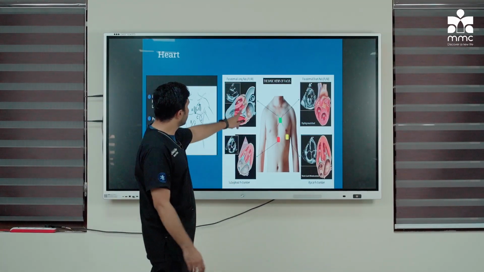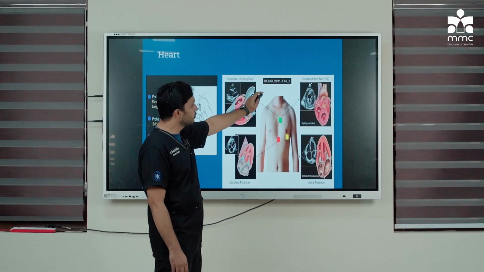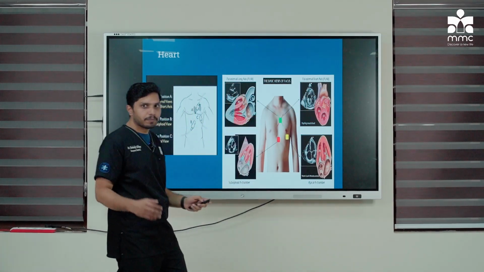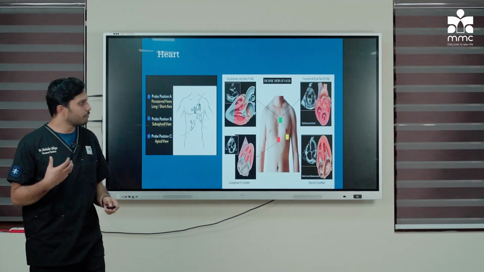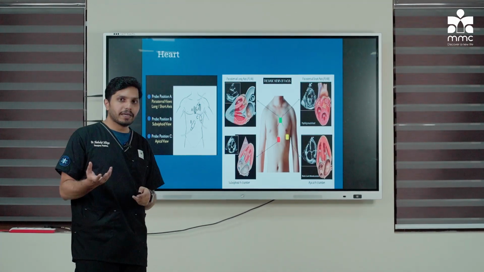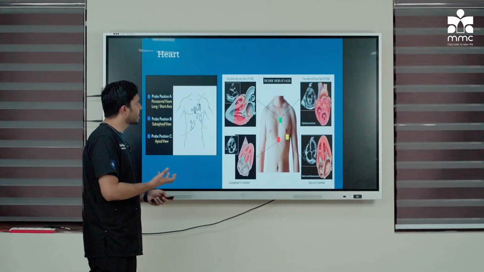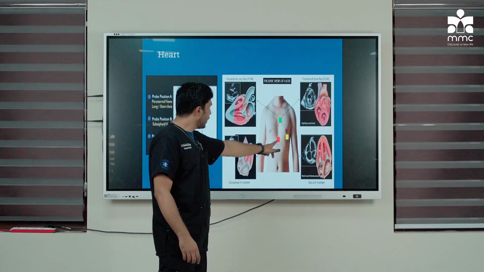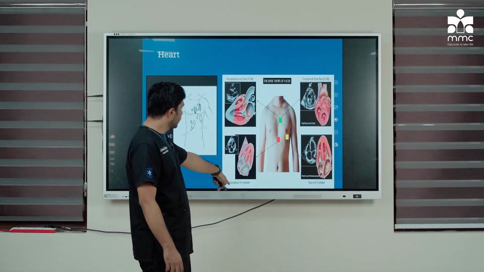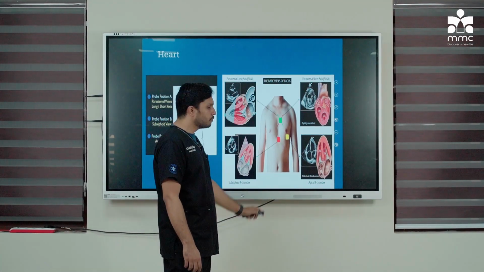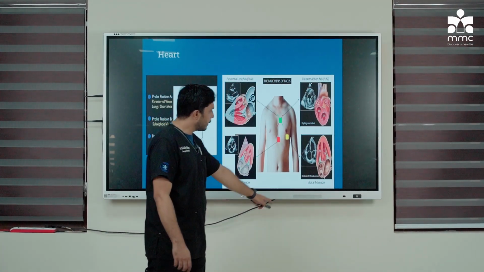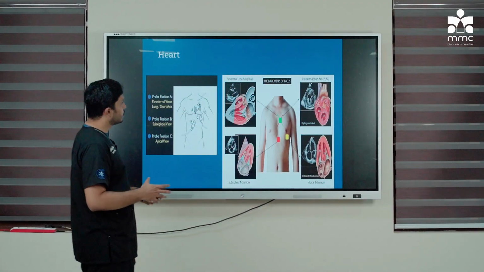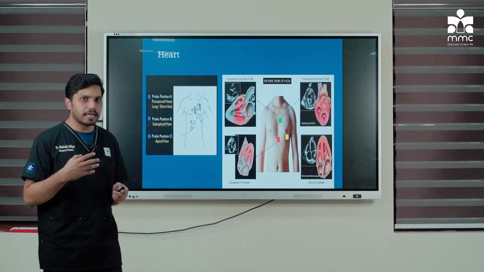The first image is the parasternal long axis view, and the next is the parasternal short axis view. From the parasternal area itself we can get two images. From the second area, the subxiphoid area, we get the subxiphoid four chamber view, and from the apical area we get the apical four chamber view. All the views give an idea about the status of the heart.